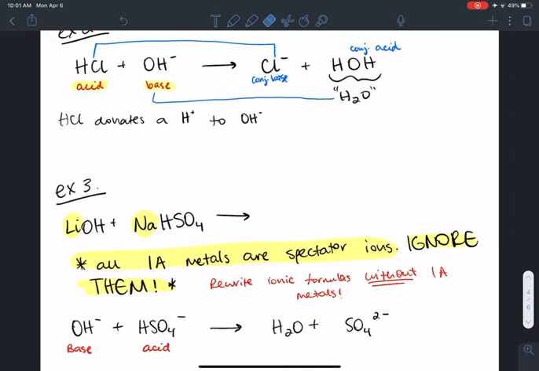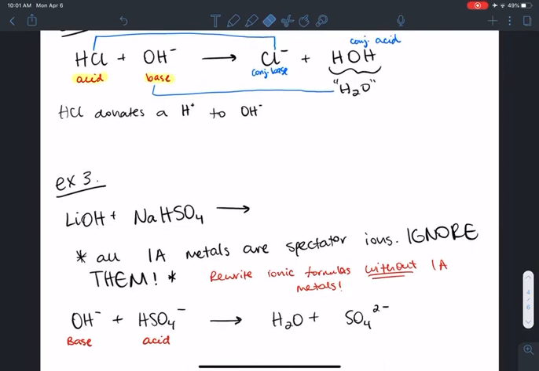So hydroxide's always going to be our base. Hydroxides are always bases. So we put a base there, which means that the other thing has to be an acid, right? Even if you're like, well, I don't know if HSO4- is an acid or a base. You know that hydroxide's the base. So the other thing has to be an acid then. It's always an acid plus a base. So since HSO4- is an acid, that means it's going to donate a proton to the OH-. So HSO4- becomes SO4 2-.